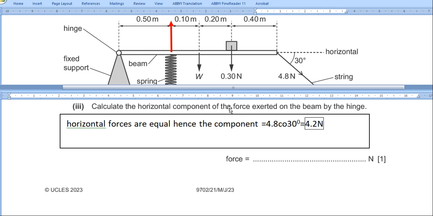Calculate the horizontal component of the force exerted on the beam by the hinge. So horizontal forces are equal, hence the horizontal component of the string tension, 4.2 Newton, equals the force produced by the hinge.